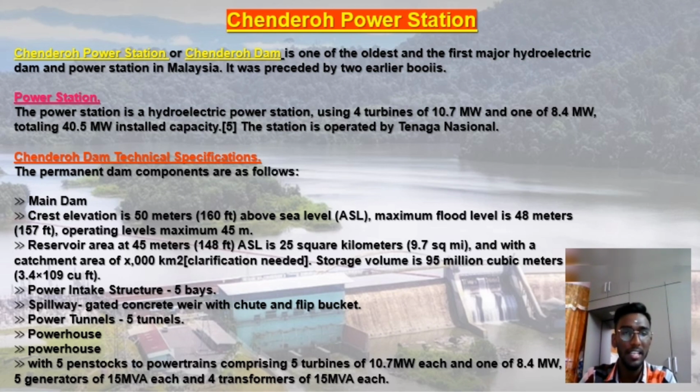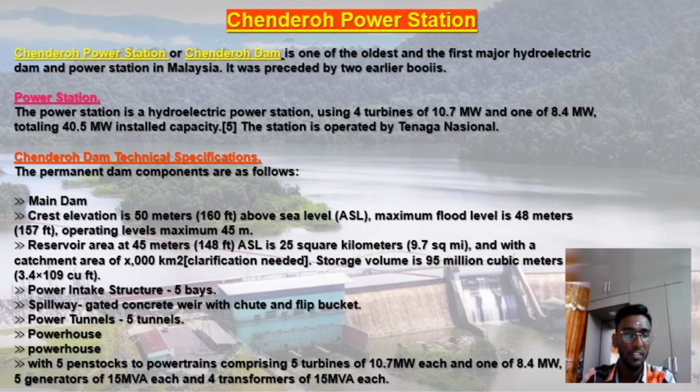And then the Chenderoh Dam technical specification. The permanent dam components are as follows. Main dam: crest elevation is 50 meters, 160 feet above sea level, ASL. Maximum flood level is 48 meters, 157 feet. Operating level maximum 45 meters. Reservoir area at 45 meters, 148 feet ASL, is 25 square kilometers, 9.7 square miles, with a catchment area of X000 square kilometers. Storage volume is 95 million cubic meters, 3.4 times 10^9 cubic feet.